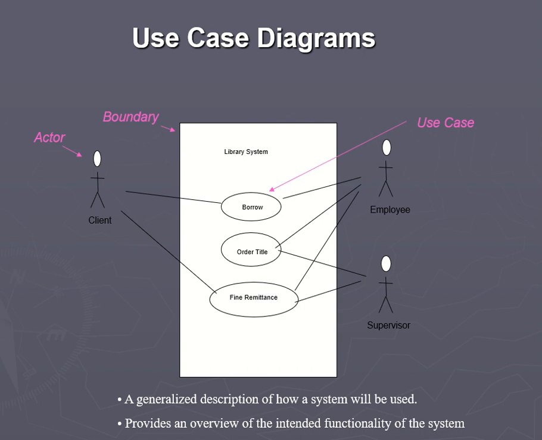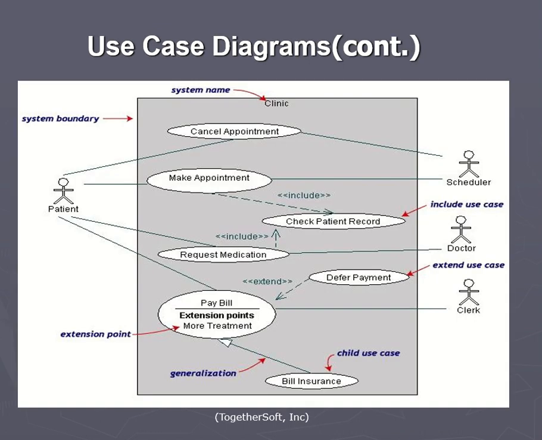The generalization describes how a system will be used and provides an overview of the intended functionality of the system. This is a use case diagram. We use here the actor and the use case. The use case can be any, the borrow, that is the part as we described before.